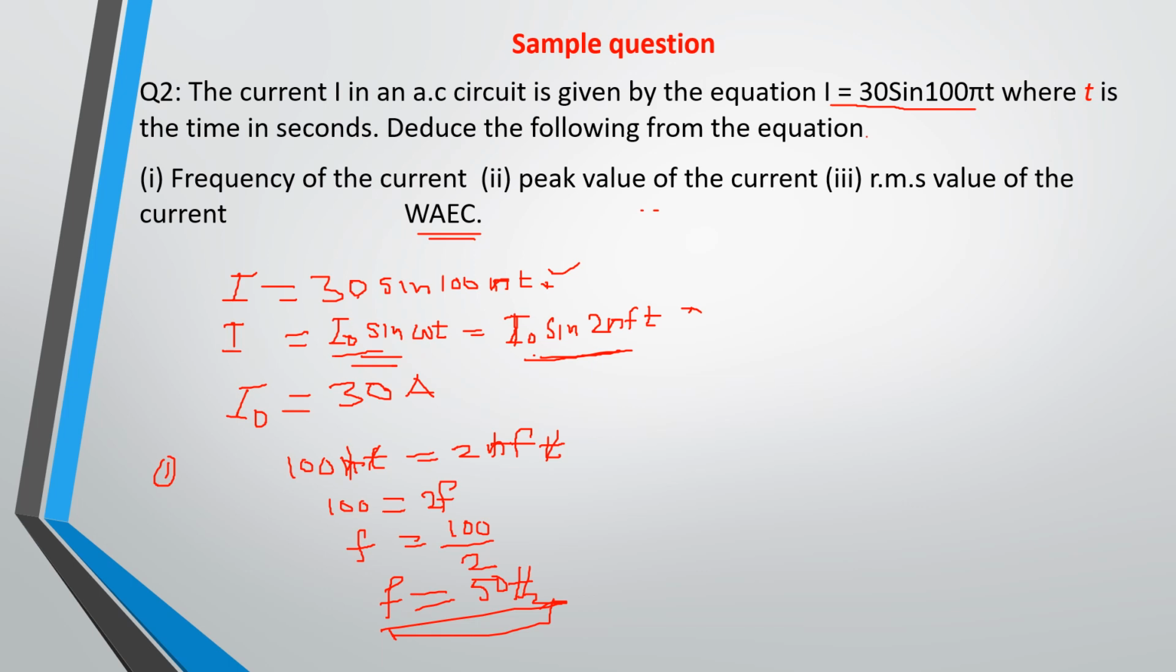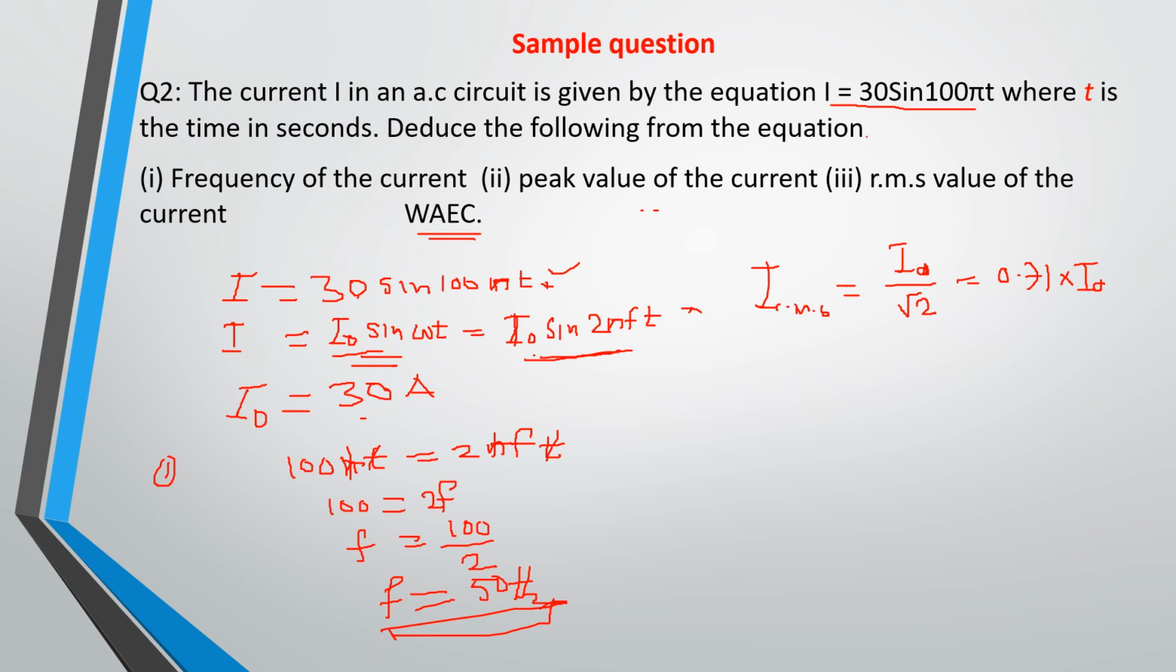So having gotten the frequency, we've gotten the peak value of the current from here. What is remaining is the root mean square value of the current. Now remember that the root mean square value of current is equal to the peak value all over square root 2, or 0.71 multiplied by the peak value.